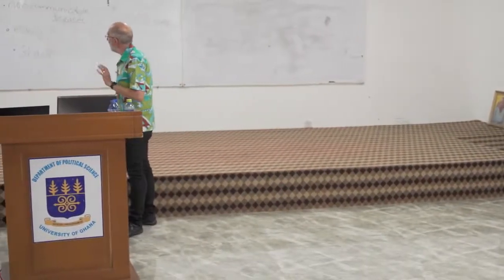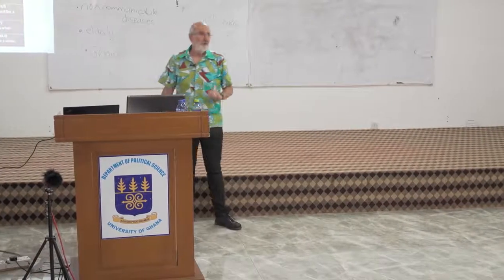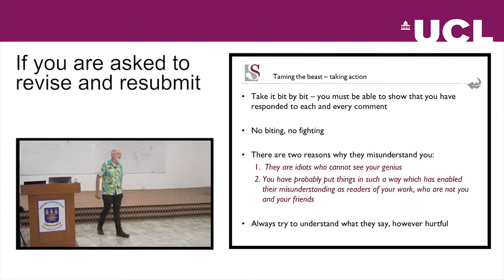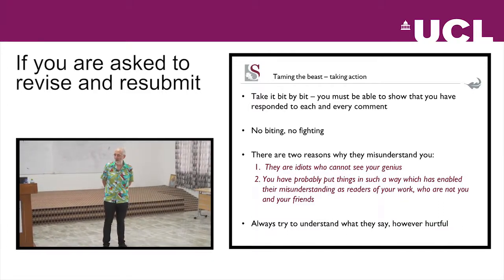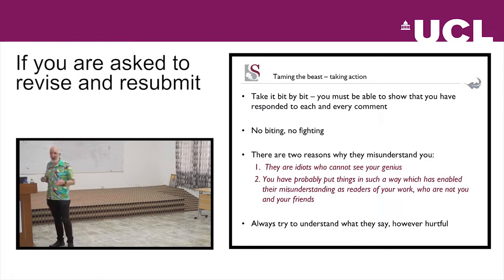So you must be able to show how you've responded to each comment, and I'll show you exactly how to do that. There is very little point in writing back to the editor saying the reviewers don't know what they're talking about. Biting and fighting generally don't work. Why? Because they're trying to get rid of your paper anyway. They've got too many. There are too many people trying to get into the journal. And if they're completely wrong, we'll talk about what to do when a reviewer is.